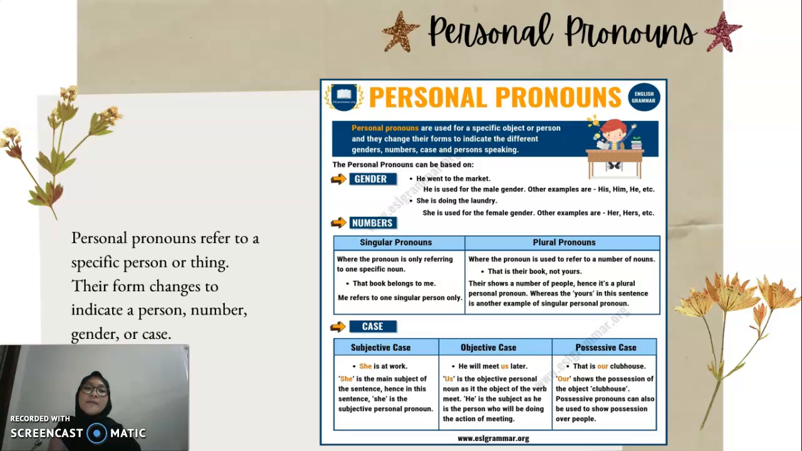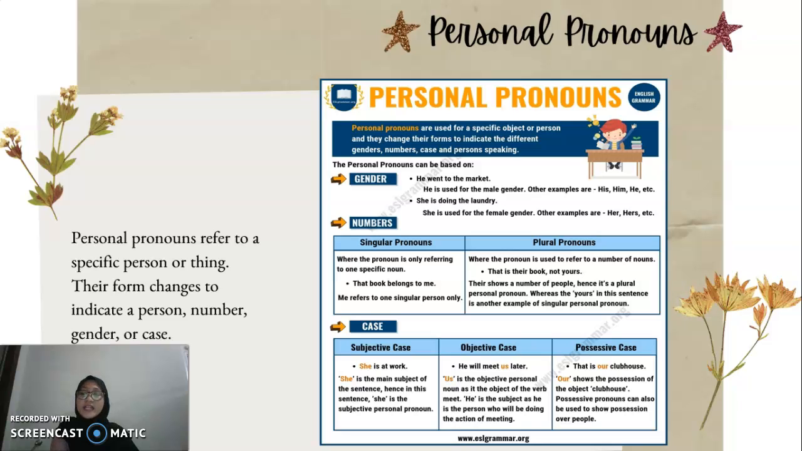In plural pronouns, the pronoun is used to refer to a number of nouns. For example, that is their book, not yours. There it shows a number of people, hence it's a plural personal pronoun, whereas the yours in this sentence is another example of a singular personal pronoun.